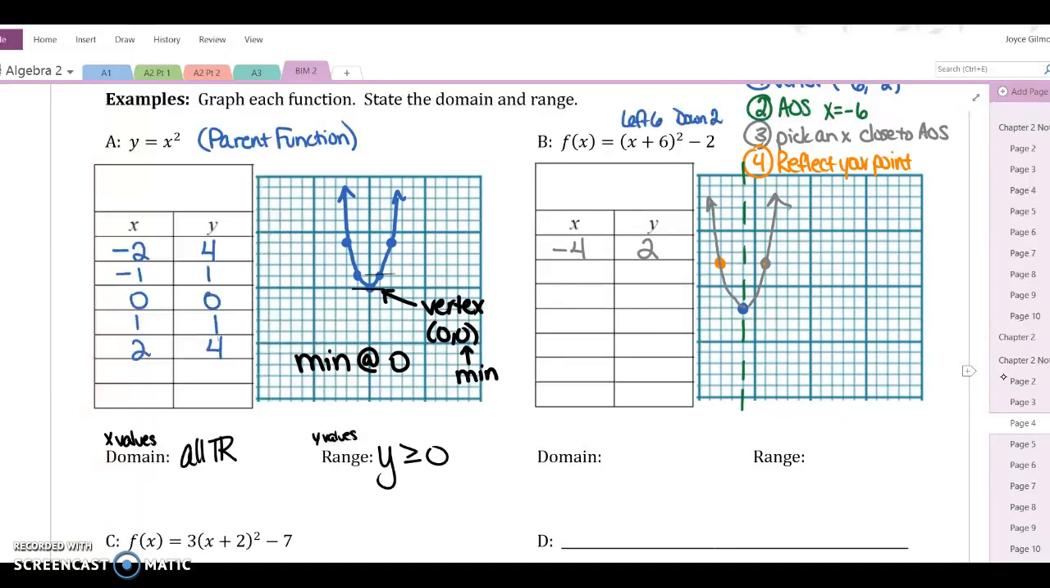All right, domain and range. Who's a little bit brave and wants to tell me the domain? All real numbers. Okay, how about the range? Is there somebody super brave who wants to try for the range?